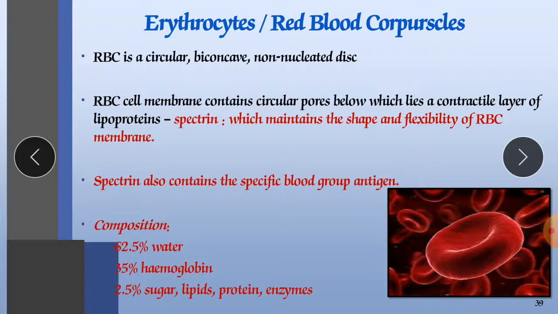Students, in today's lecture, we will continue the topic which has been started from the last 3 lectures, that is blood. In blood, we will continue regarding the topic erythrocytes, red blood cells. RBC is a singular biconcave non-nucleated disc. Also, we have discussed its composition. It's 62% water, 35% hemoglobin, and 2.5% sugar, lipids, proteins, and enzymes.